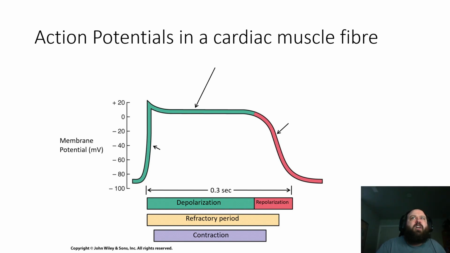So now we're not looking at autorhythmic cells anymore, but we can consider just your regular cardiac muscle fiber that requires the influx of ions from those autorhythmic fibers in order to generate an action potential.